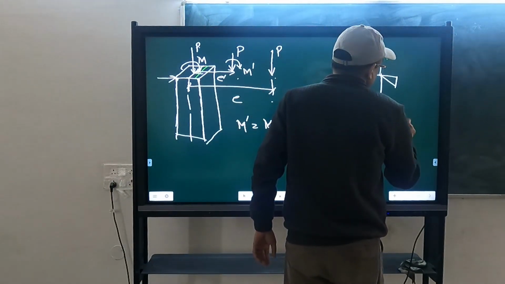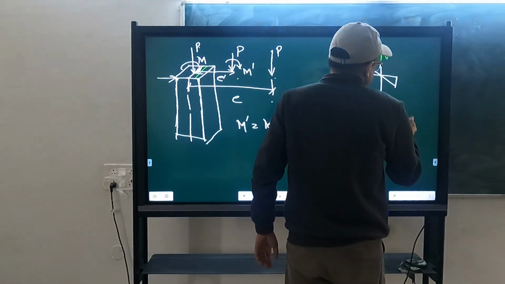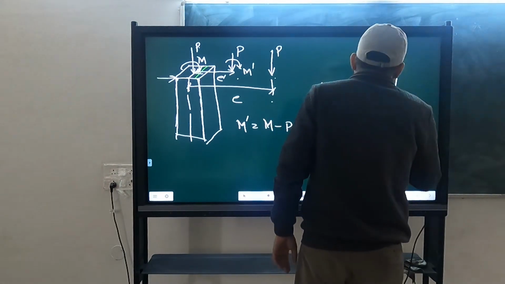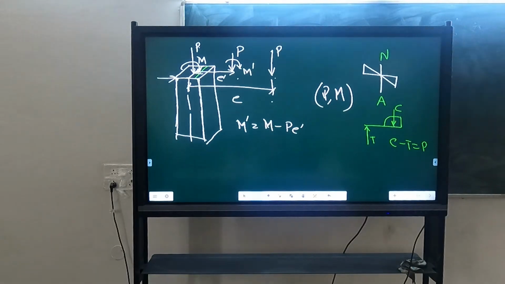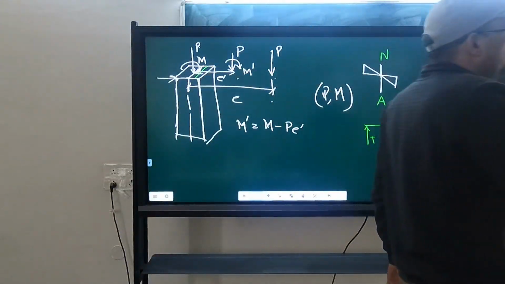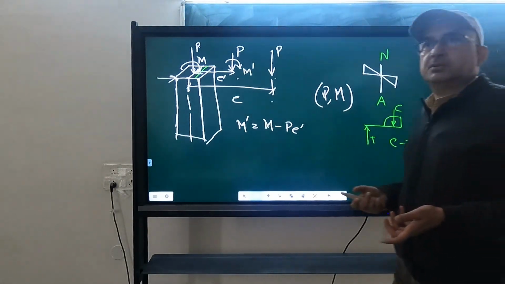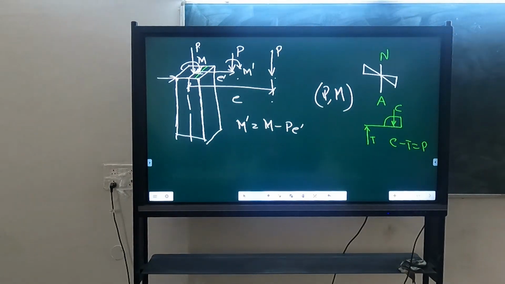But in reality, this is C, this is T, and C minus T is equal to P. So the neutral axis will take a position in such a way that C minus T is equal to P. So if I take the neutral axis as the reference axis, we have to choose a reference axis. I can take the neutral axis also as the reference axis. Is there any problem? Why?